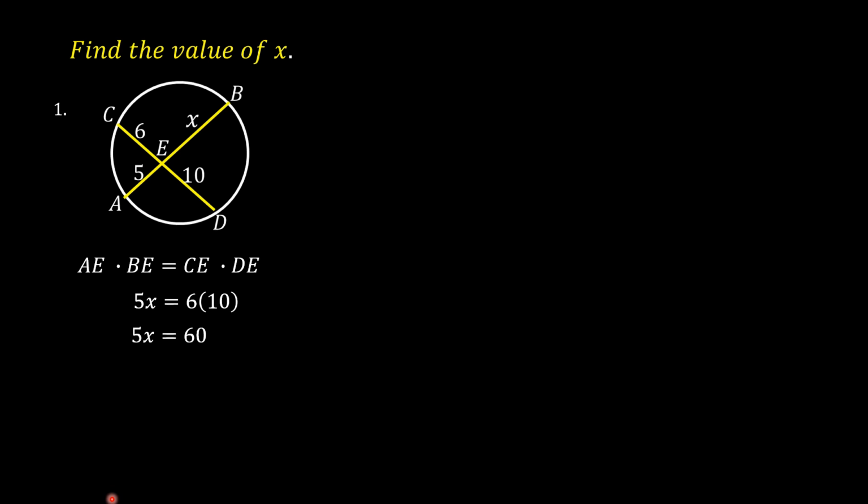Divide both sides by 5. X is equal to 12. So the value of x is 12. If this is 12, 12 times 5 is 60. 6 times 10 is 60. The products are the same. So the value of x is correct.